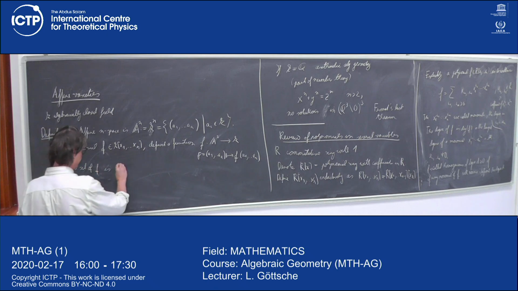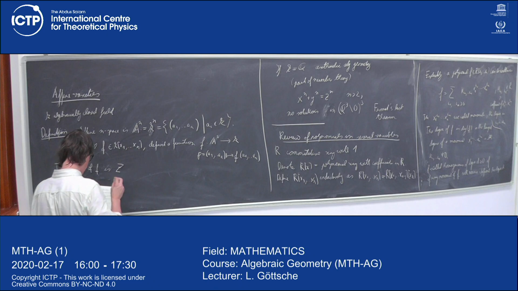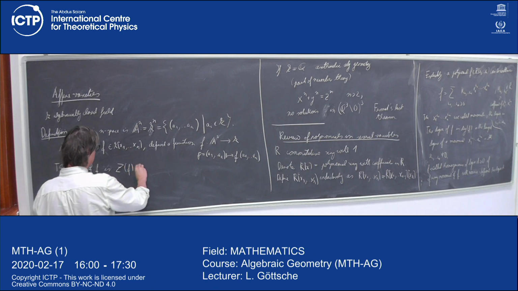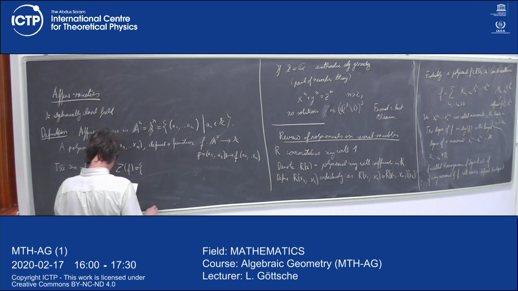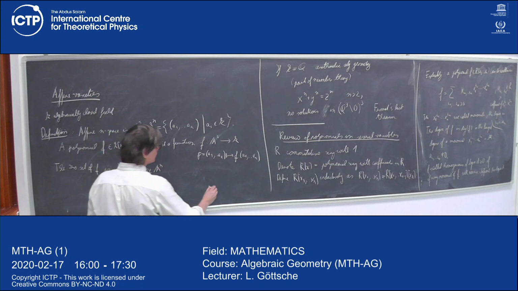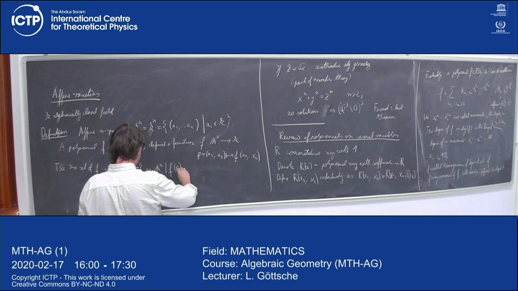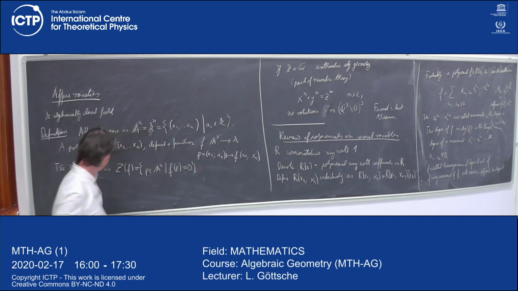So I use this. Sometimes one calls it the vanishing set and writes V, but I prefer the Z. But in literature you often find also the V. So Z of f is equal to the set of all P in A^n such that f of P is equal to 0.